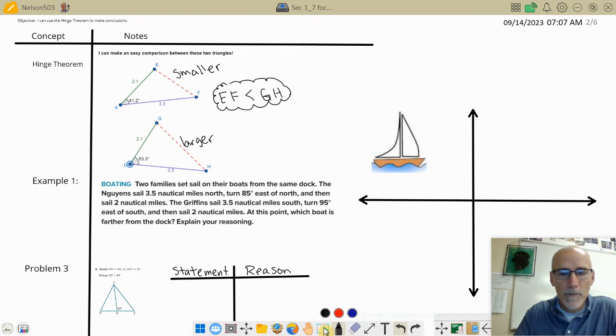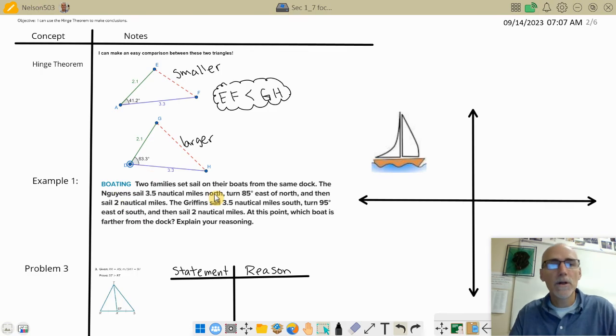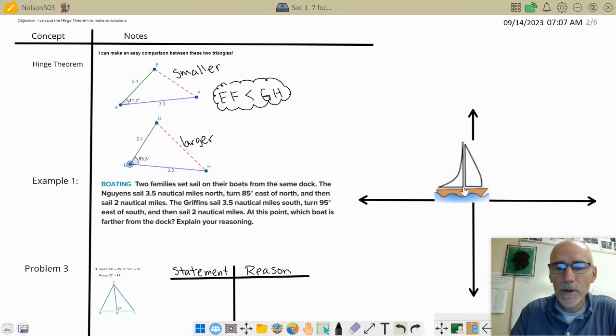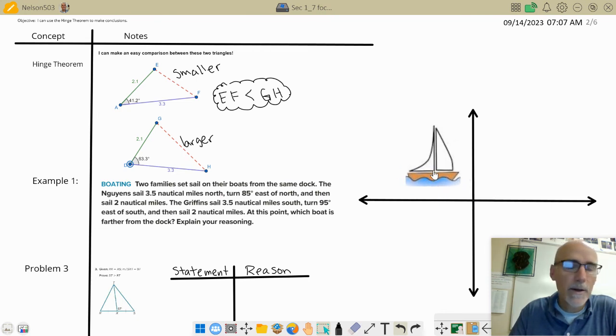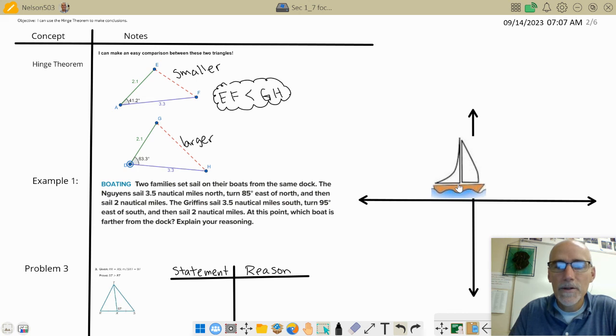Now, what I'm going to do is I'm going to walk us through this word problem. And then in class, we're going to break out and we're going to work on the whiteboards together with partners. But it says something like this: 2 families set sail from the same dock. So I'm going to put a boat right down here. And I'm not going to make a copy of this boat. I guess I could, but I'm just going to reuse the boat.